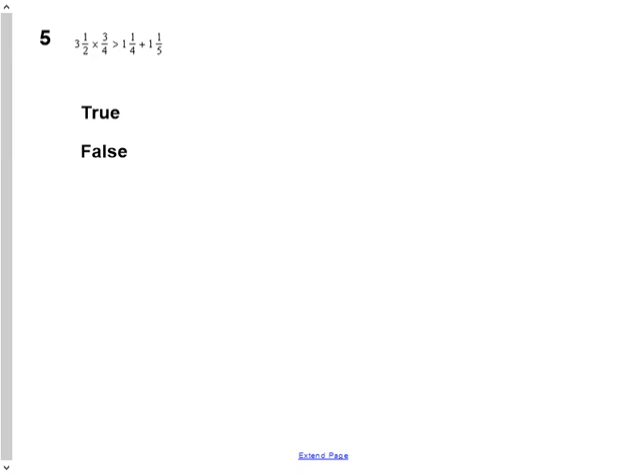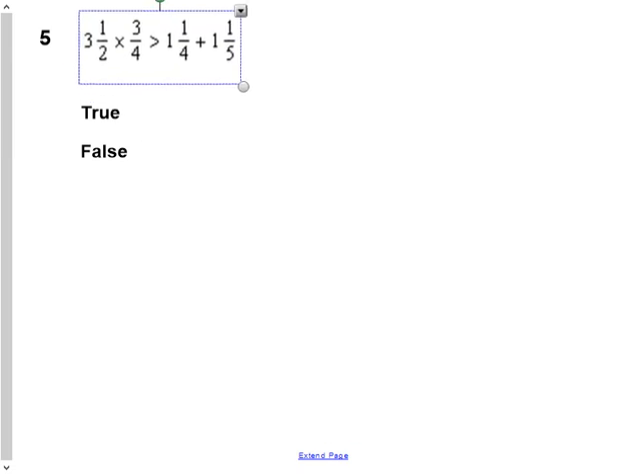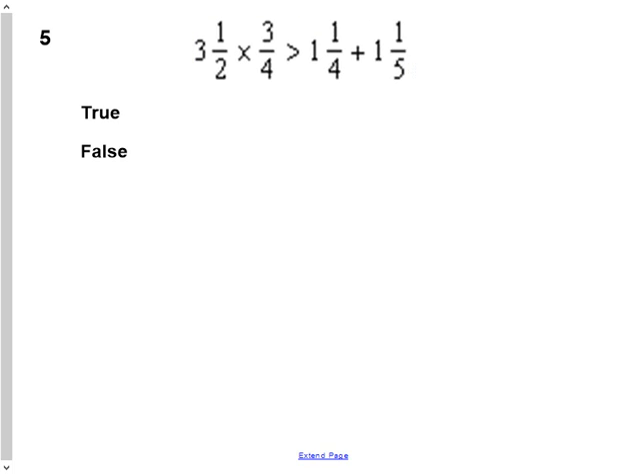I know question 4 sucks, so we won't even bother worrying about it. If you didn't get it, don't worry about it. It's not on your test, so let's not get too worked up about it. Question 5 says 3.5 multiplied by 3/4 is greater than 1.25 plus 1.5.